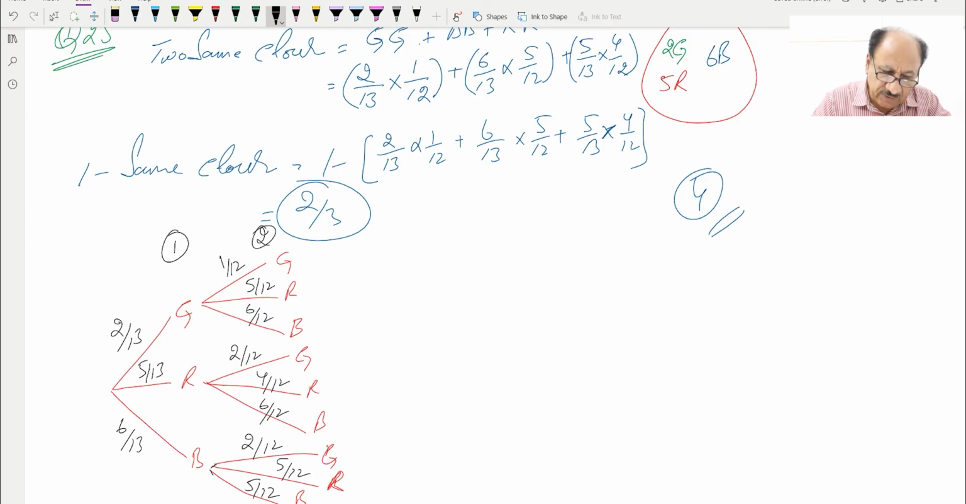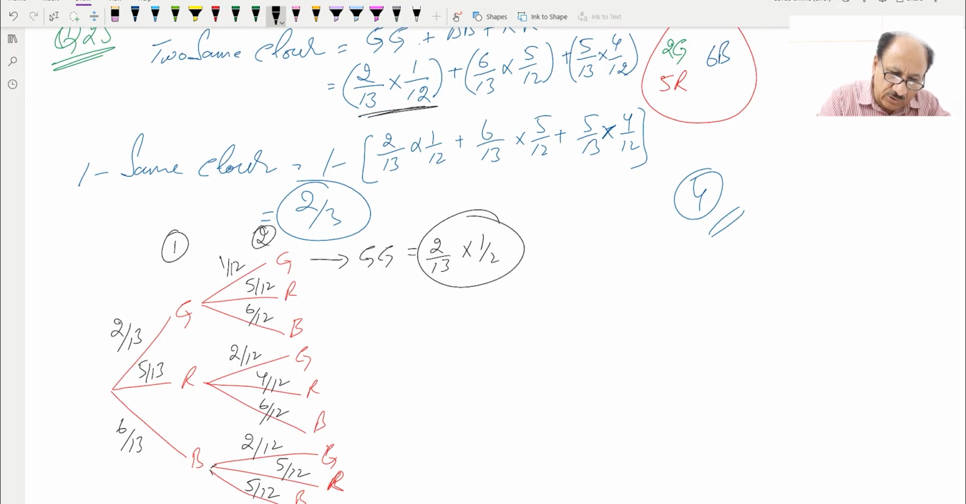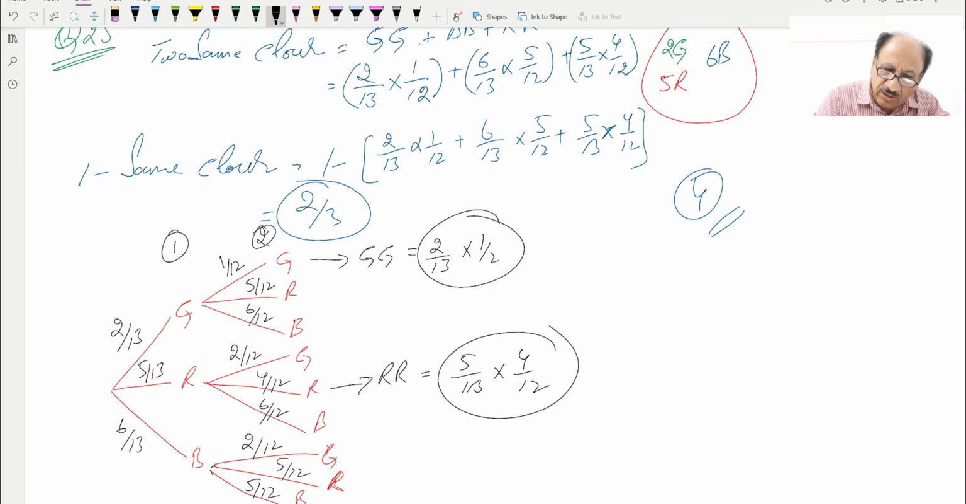So these are the probabilities, and for green we can check, which will be equal to 2 by 13 into 1 by 12, which is same as we have written over here. The second one will be red, which will be 5 by 13 into 4 by 12, which is same as we have written over here, and the last will be blue, which will be equal to 6 by 13 into 5 by 12, which is also same as we have written over here.